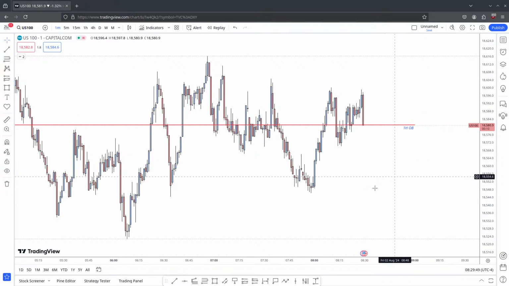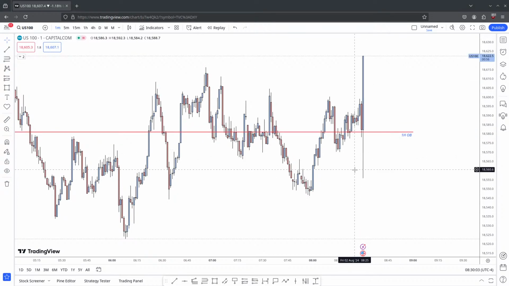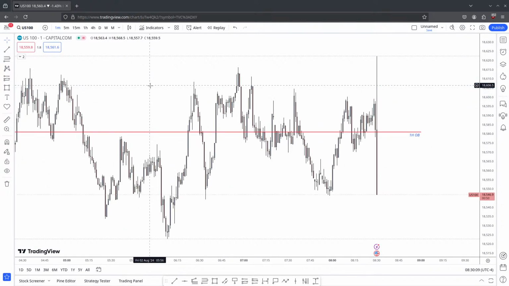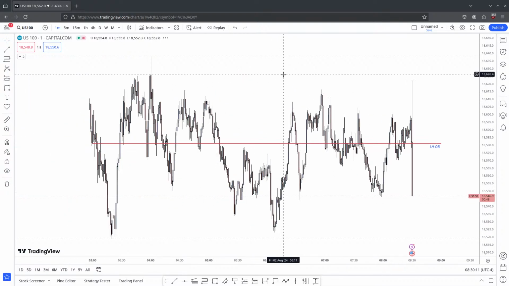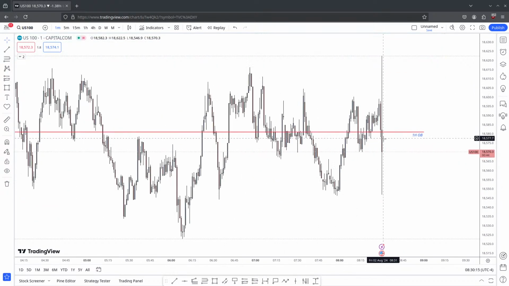Almost coming out. Dollar is just sitting sideways as well here. There we go. There's that spike down lower. Trading down lower. They did clear out these little short-term highs here, these equal highs.